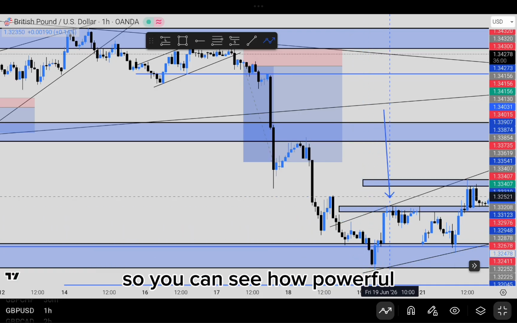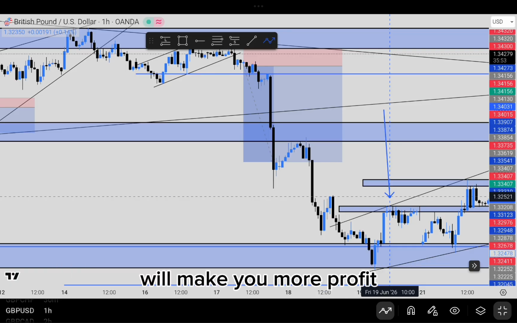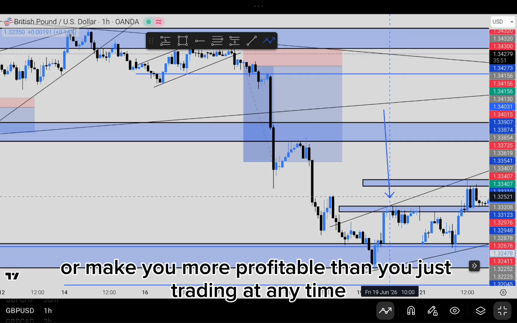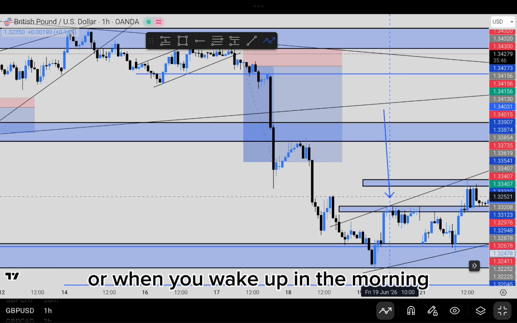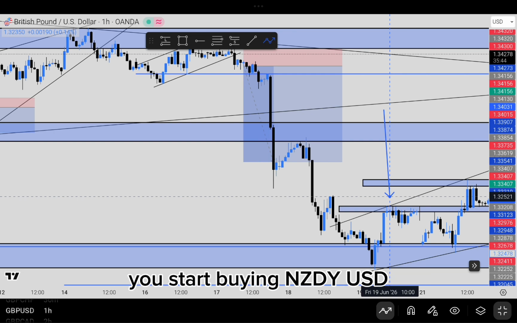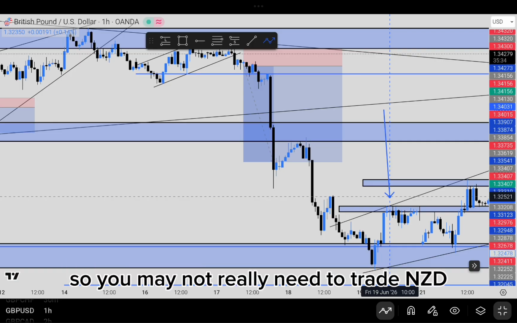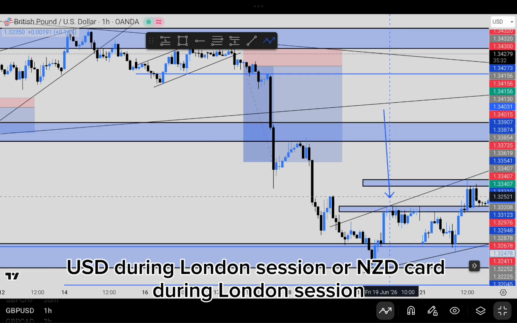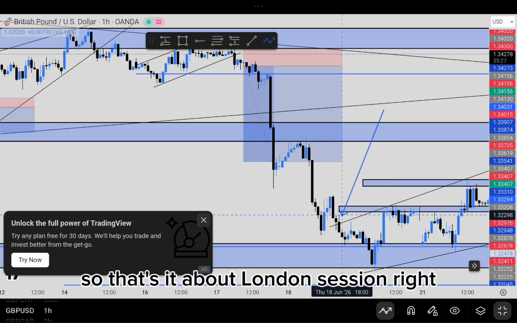So you can see how powerful knowing or understanding when to actually trade a particular pair will make you more profitable than trading at any time you see. Because you can't just wake up in the morning and start buying NZDUSD, start selling it. Yes, the market will give opportunity, but the volume may be slow at that particular time, so you may not really need to trade NZDUSD or NZD pairs during London session, because the market will be very slow, right? So that's it about London session.